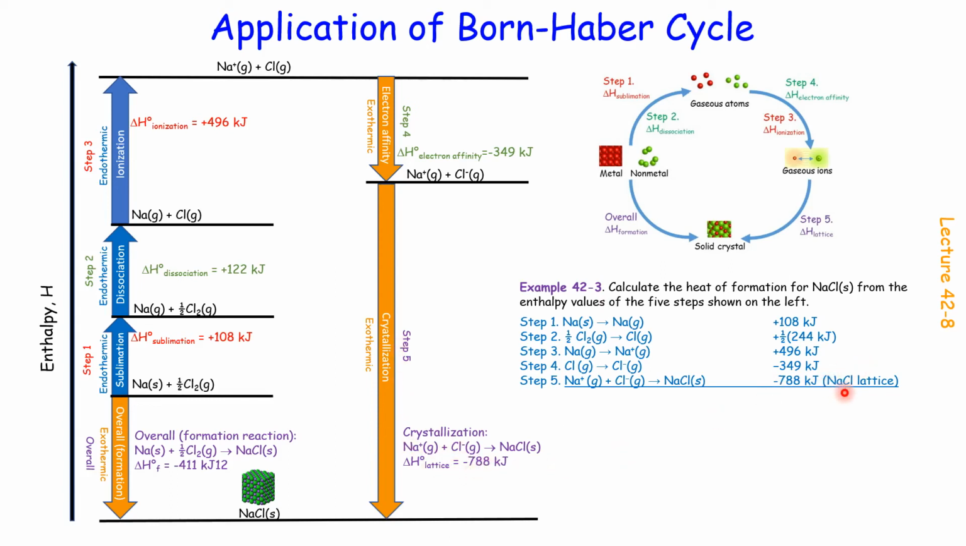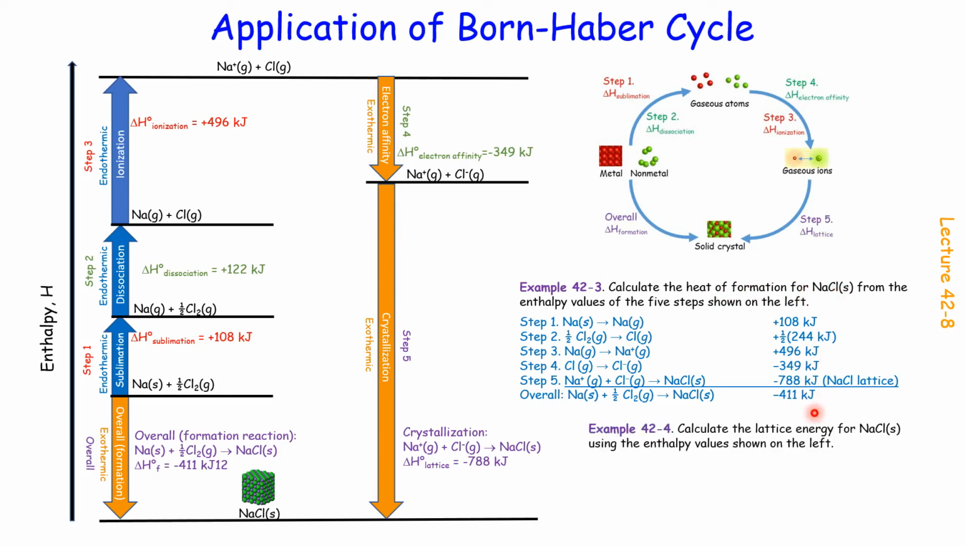788 kilojoules. If you add those together and cancel the spectators, you would just have sodium in solid state reacting with 1/2 of Cl2 in gaseous state. Then on the right hand side, you should just have sodium chloride crystal. Then you add all of those individual ΔH values. If you do that, you will end up with negative 411 kilojoules. And that is the heat of formation for sodium chloride.